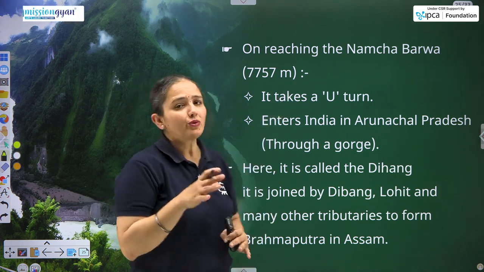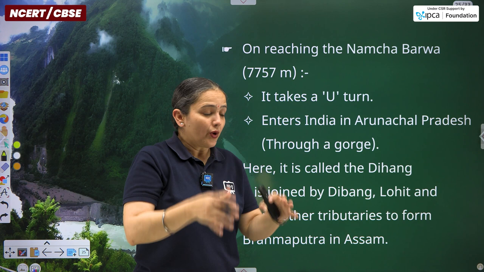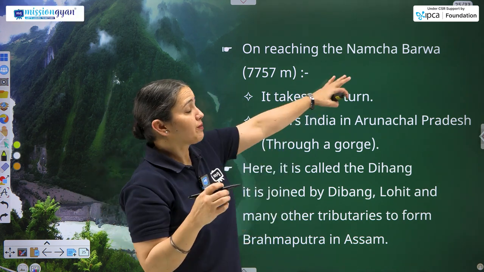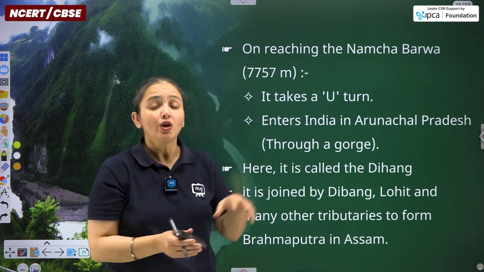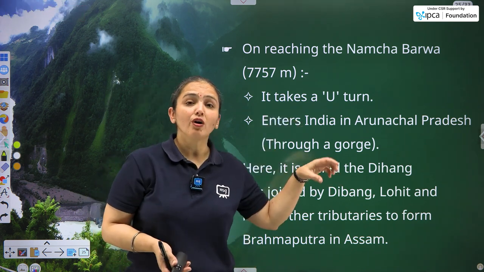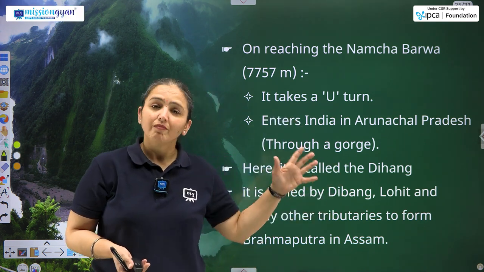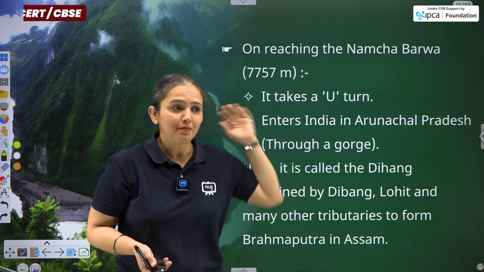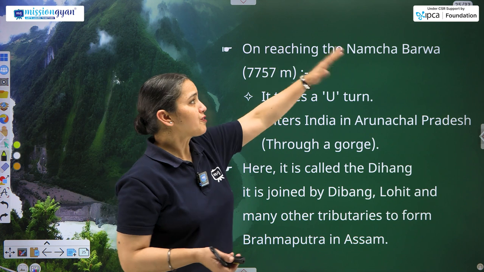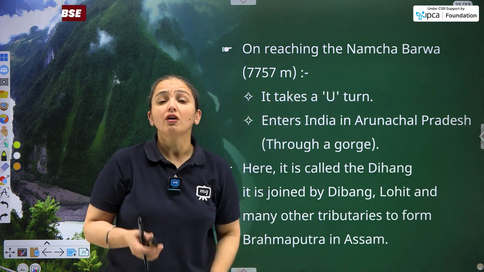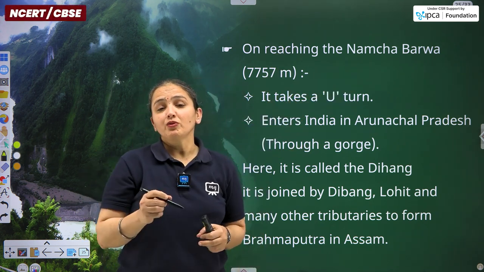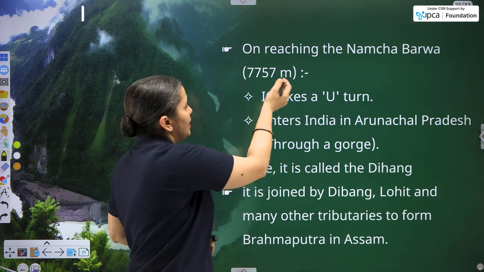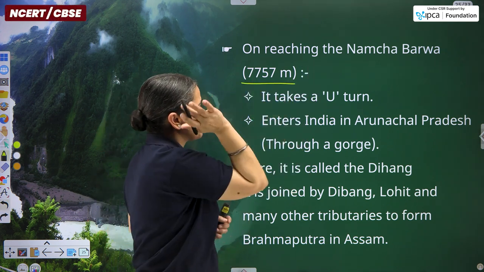So Namcha Barwa mountain and hill ranges are there. When it comes to this Namcha Barwa, it takes a U-turn. If these Namcha Barwa mountains were not there in Arunachal Pradesh, at the exterior boundary of the international borders of India, the Brahmaputra might not have entered India, it might have gone straight. Because of the presence of the Namcha Barwa mountain or the hill ranges, this Brahmaputra river takes a U-turn and enters the Indian subcontinent, and that is the height of the Namcha Barwa.